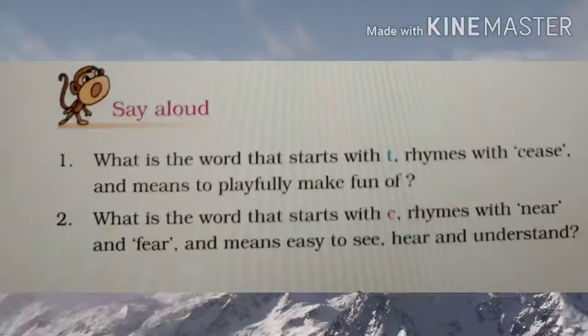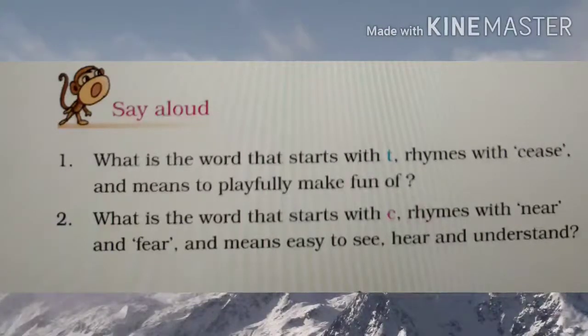The correct answer of this question will start with the letter T. And the answer will rhyme with the word sees. And the meaning of that word will be to playfully make fun of. So, can you guess what will be the correct word for this question? I think you can say the answer of this question very easily because the word starts with T and the word rhymes with the word sees.